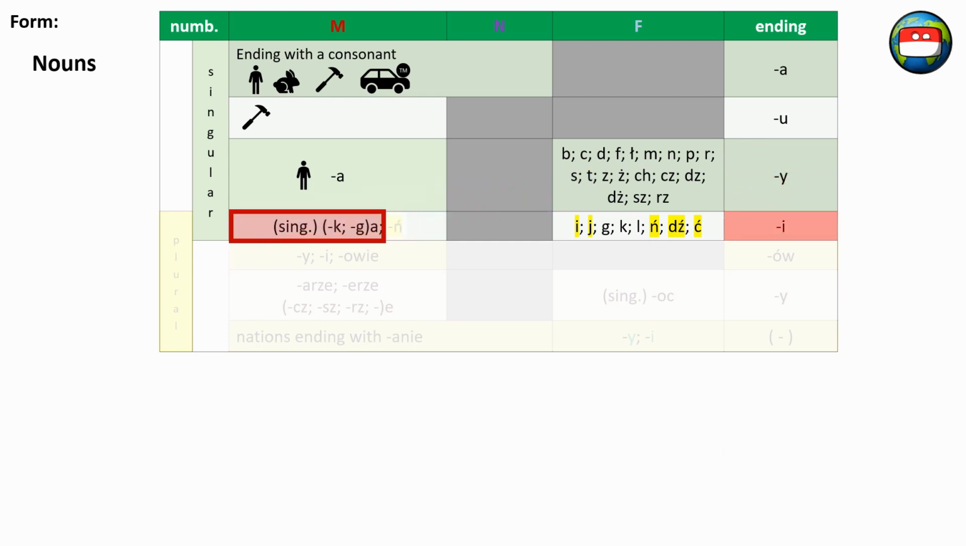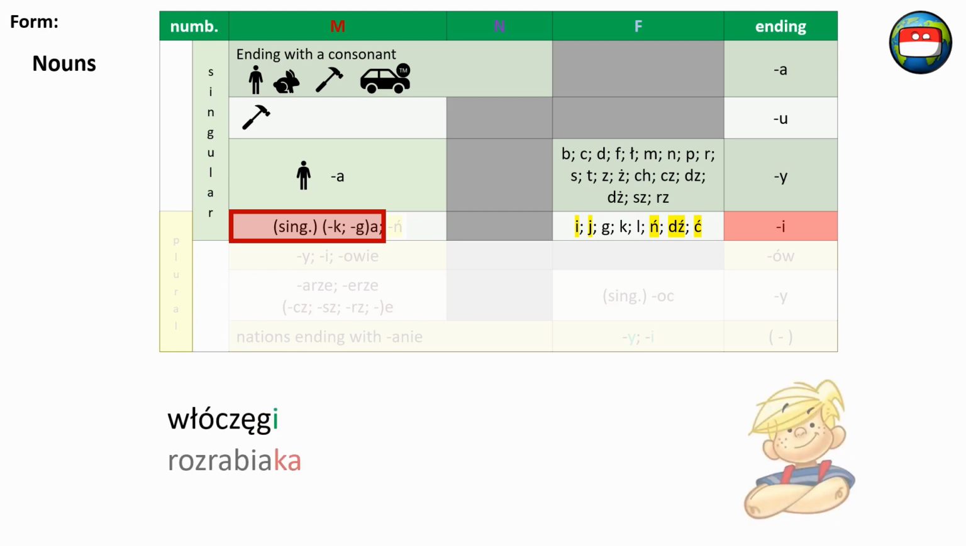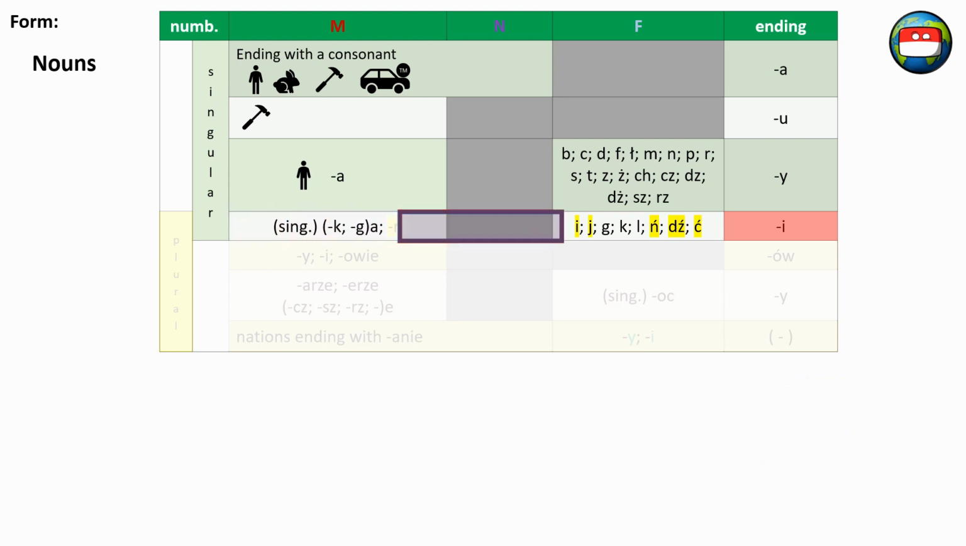The next ending is i, which is parallel to the previous one. In masculine gender, the words end also with the letter a that follows the letters k and g. Włóczęga, włóczęgi. Rozrabiaka, rozrabiaki. Coming back to the feminine gender, words that have all these sounds in the last syllable will have this ending as well. For those with the yellow marker, their genitive, both singular and plural, will be the same.